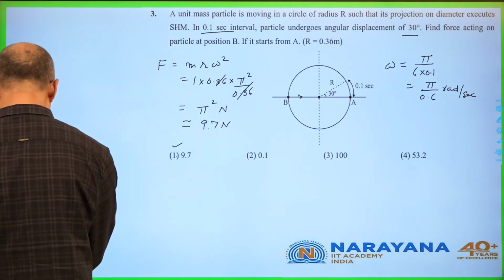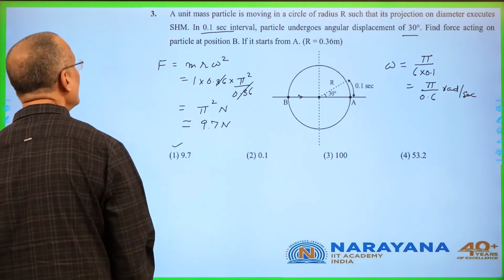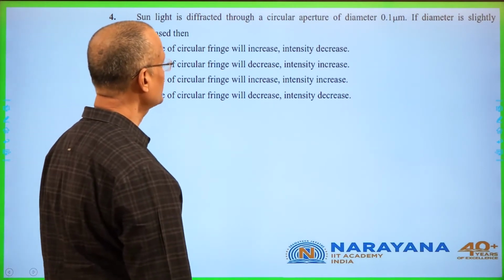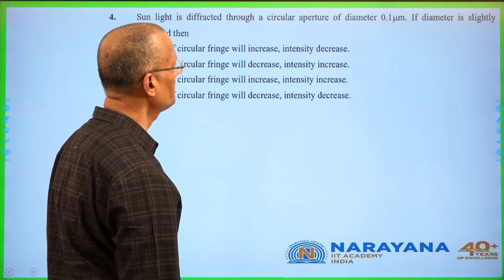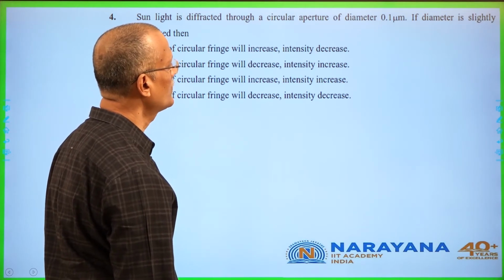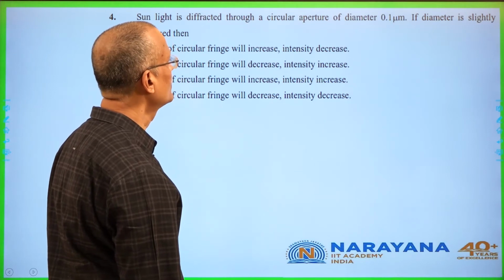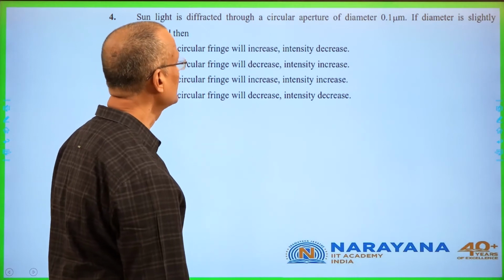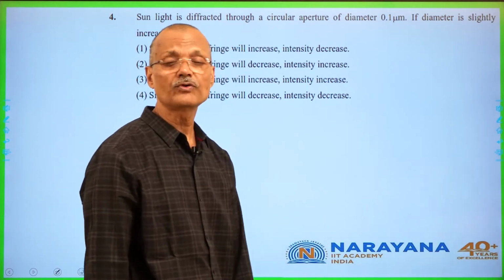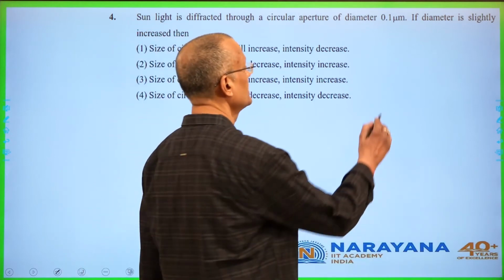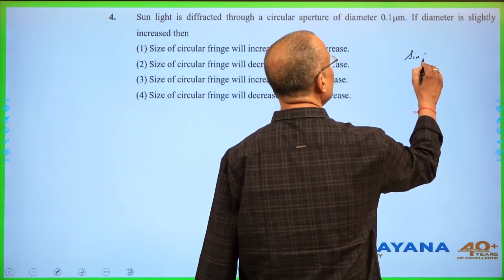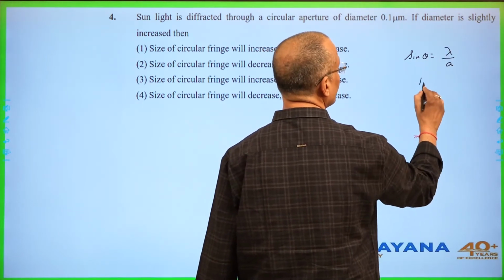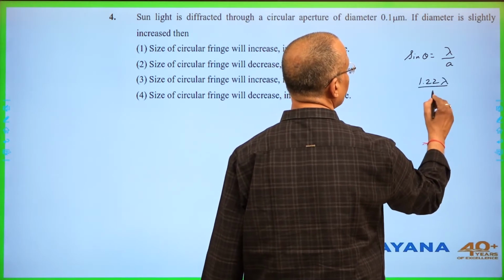Now, let us move to question number 4. In front of you, 4 is there. Sunlight is diffracted through a circular aperture of diameter 0.1 micrometer. So, the diameter is slightly increased. If I take Fraunhofer class of diffraction from a single slit, then sin theta is lambda by a. If you take resolving power, then it will become 1.22 lambda by a.